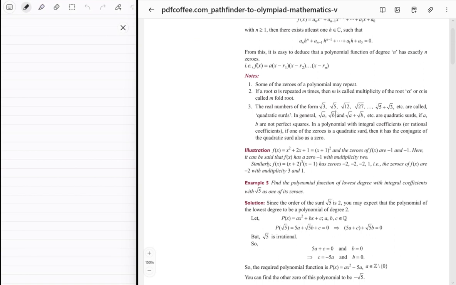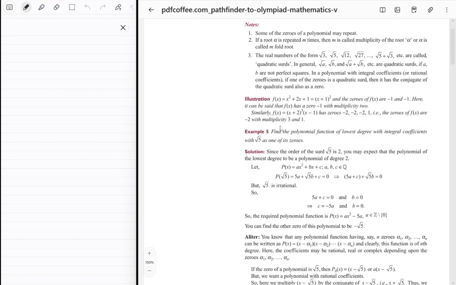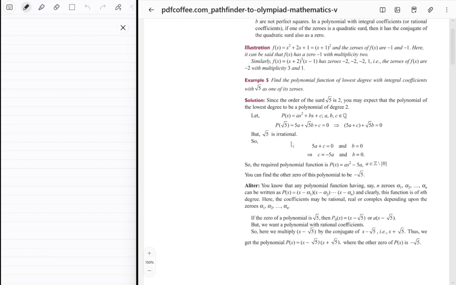Okay, the real numbers of the form are called quadratic surds. In general, square root of a, square root of b, and square root of a plus square root of b are quadratic surds. It's okay, but what about them? If f(x) is this thing and these are zeros of it, can we say that f(x) has zeros 0, -1, -2, right? These are just illustrations. Where are the theorems and whatnot?